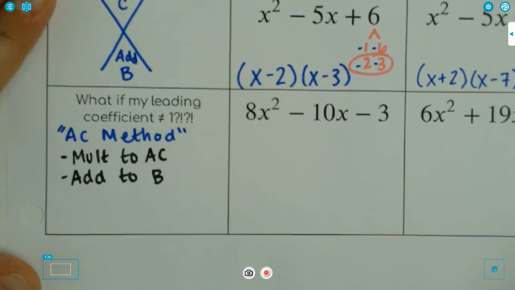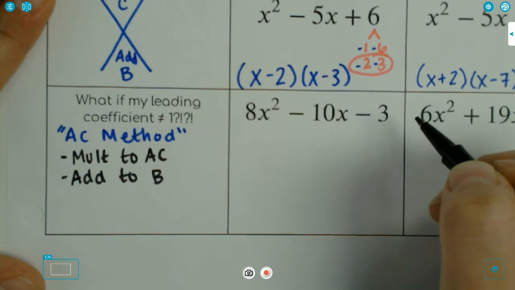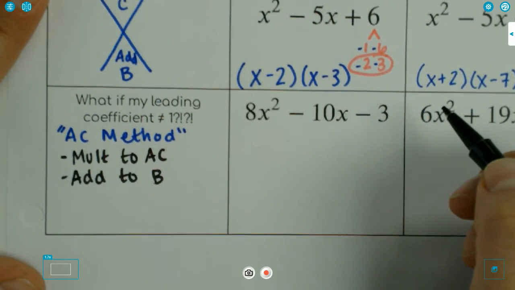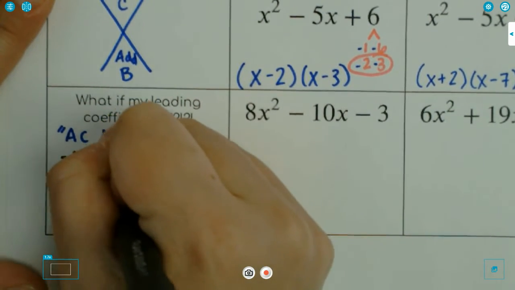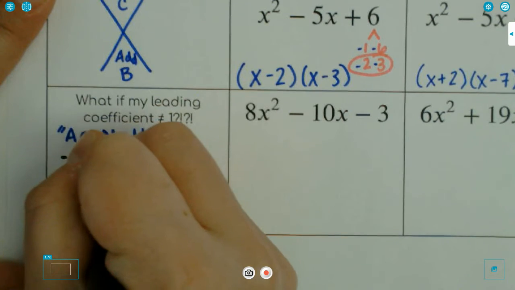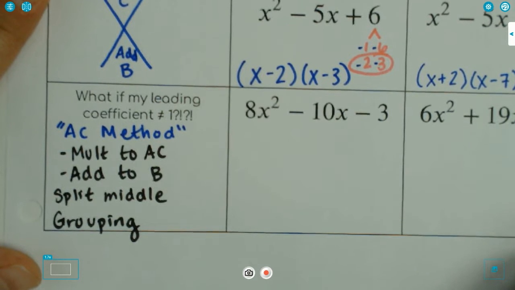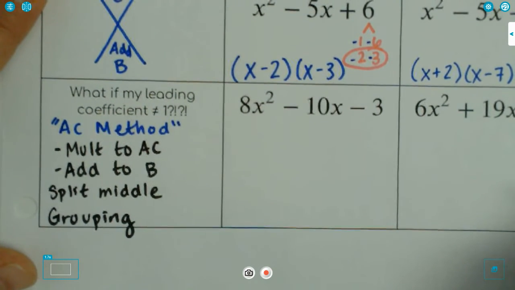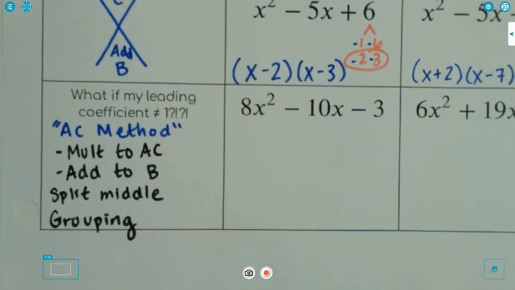So we still find those two numbers, but now instead of just multiplying to C, we have to multiply to A times C. And then from there, we're going to split our middle term and factor by grouping. Okay, so it's an extra step at the beginning and then grouping, basically.